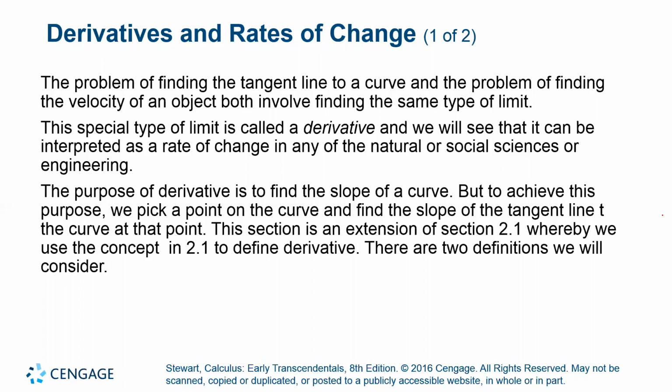Now, the purpose of the derivative, as I mentioned before, is to find the slope of a curve. To achieve this purpose, we pick a point on the curve and then find the slope of the tangent line to the curve at that point. Again, this is an extension of section 2.1, whereby we use the concepts of 2.1 to define the derivative. There are two definitions that we'll be considering.